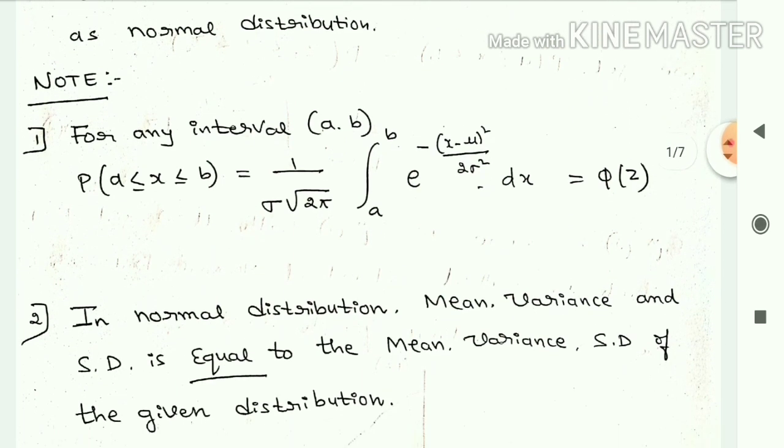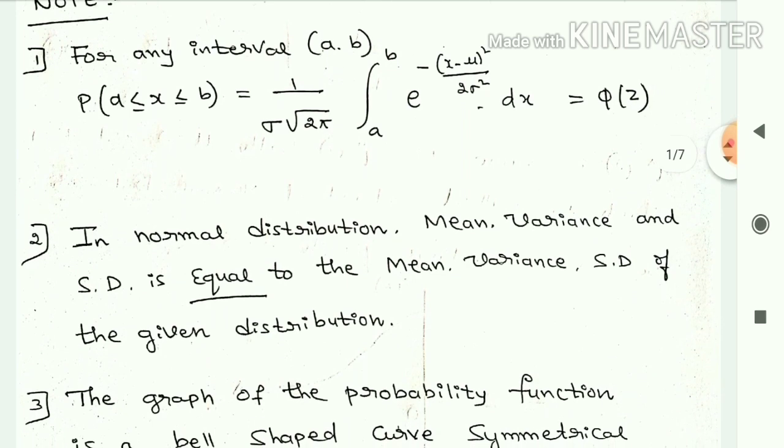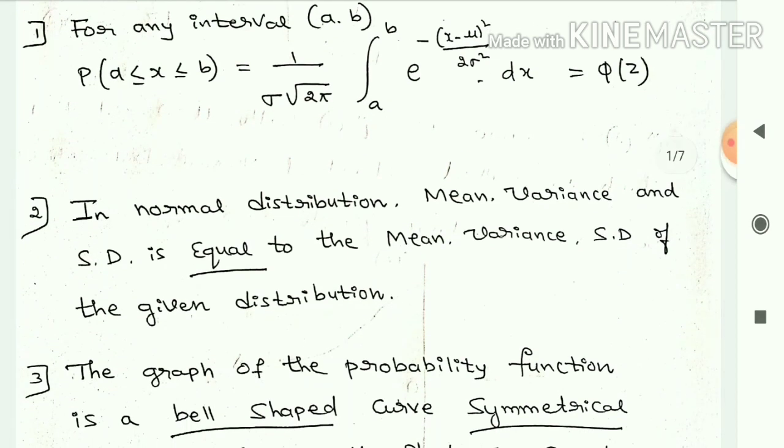Now one more speciality of normal distribution is, in this case mean, variance and standard deviation are equal to the mean, variance, standard deviation of the given distribution itself. That means, when we studied exponential, Poisson or binomial, we had separate formulas for mean, variance and standard deviation. But here they are exactly the same as the given distribution. So there is no special formula. That is one advantage of normal distribution.